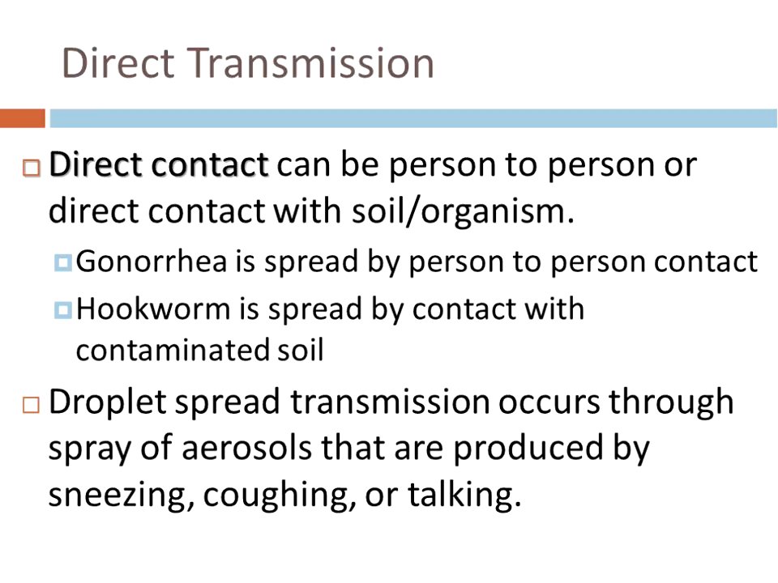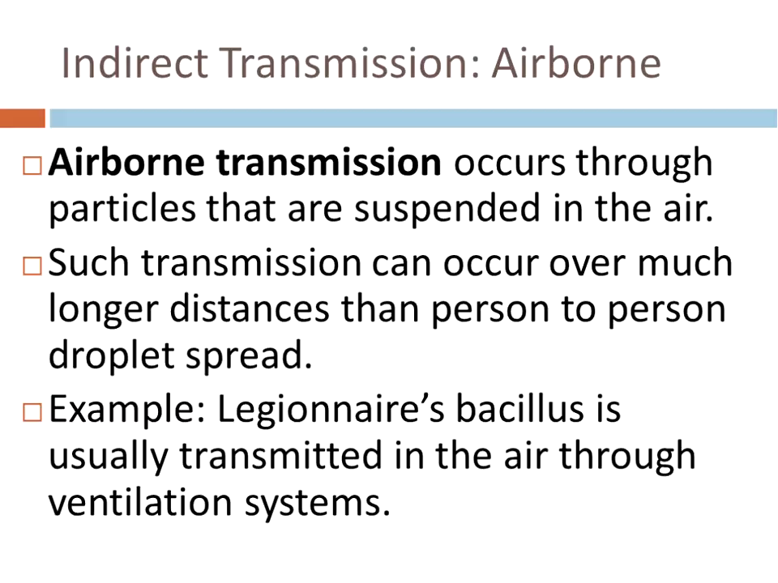It can be person to person or direct contact with the soil or the organism. For example, gonorrhea is spread by person-to-person contact. I can't get it once it leaves a person's body and sits on a toilet seat. I can only get it from another person. Droplet spread transmission occurs when it's aerosolized, put in the air by sneezing, coughing, or talking. And hookworm is spread by direct contact with contaminated soil.